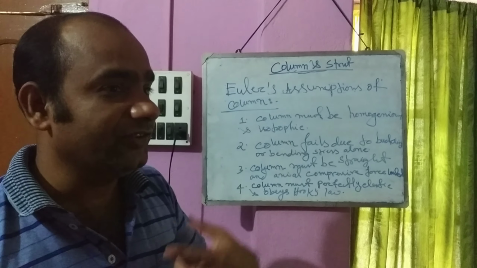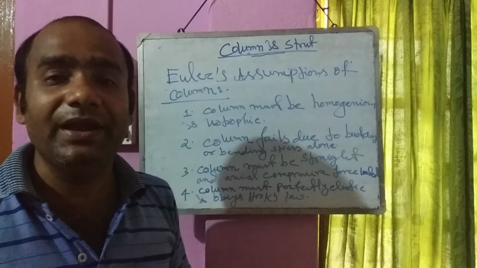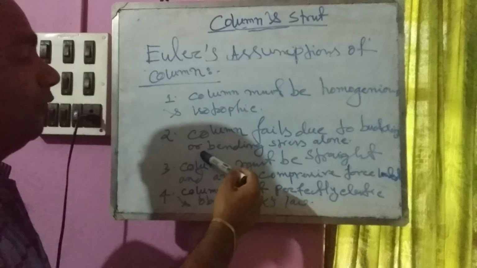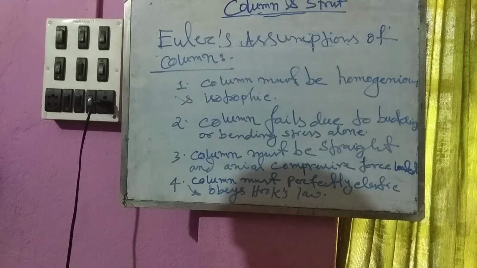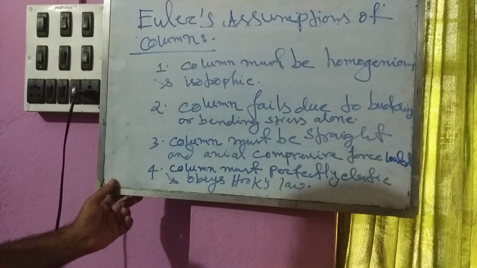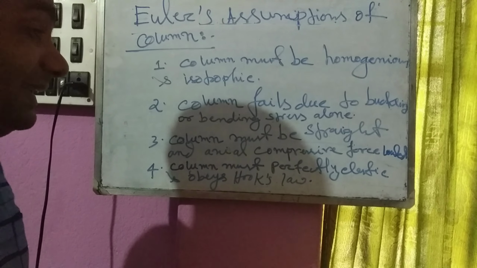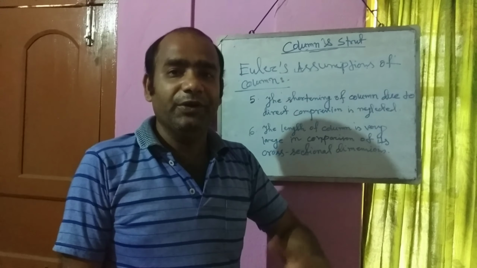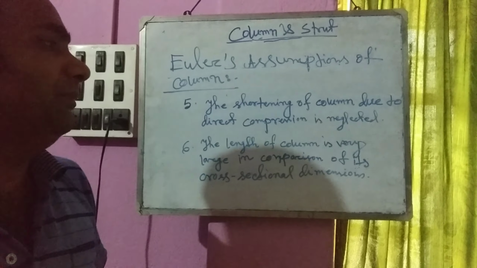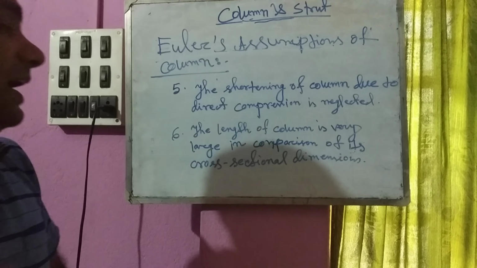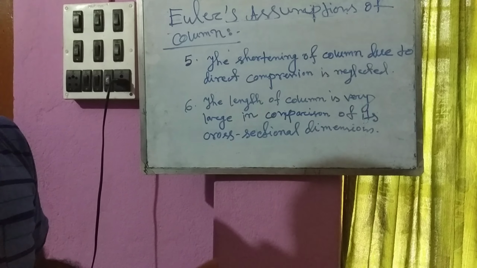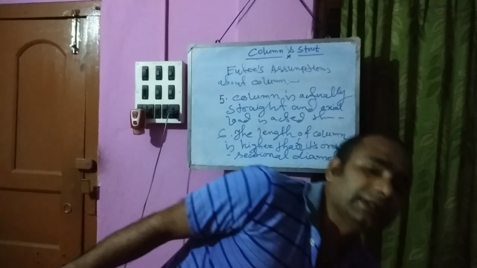Dear students, come to point number 1: the column must be homogeneous and isotropic. Point number 2: the column fails due to buckling or bending stress alone. Point number 3: the column must be straight and loaded with axial compressive force. Point number 4: the column must be perfectly elastic and obey Hooke's law. Point number 5: the shortening of the column due to direct compression is neglected. Point number 6: the whole length of the column is very large in comparison with its cross-sectional dimension.